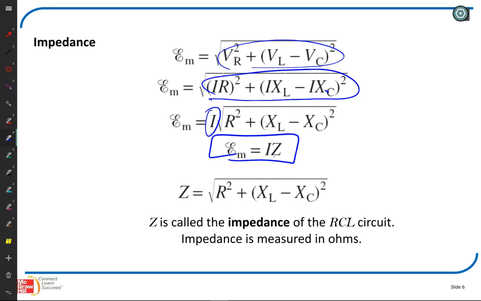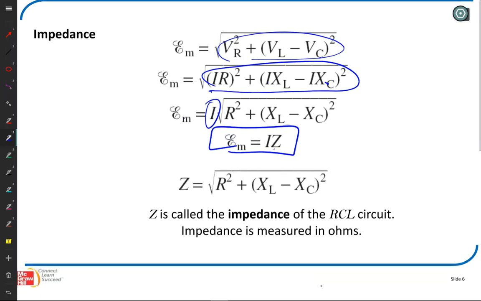Now, something cool about this is, if I have a circuit with a resistor, an inductor, and a capacitor, and I change the frequency, my XL and my XC are going to change. Remember, XL is omega times L. XC is 1 over omega C. So as frequency goes up, XL goes up and XC goes down. That means there's always going to be some balance point, some frequency where XL equals XC.